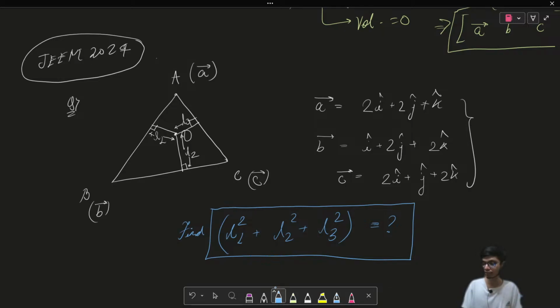I hope your doubt is clear, Biswajit. Is your doubt clear, Biswajit? Please let me know. Okay, I hope your doubt is clear.